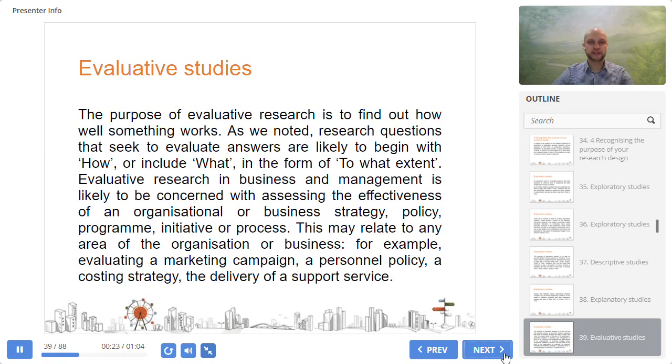Evaluative research in business and management is likely to be concerned with assessing the effectiveness of an organizational or business strategy, policy, program, initiative, or process. This may relate to any area of the organization or business. For example, evaluating a marketing campaign, a personnel policy, a costing strategy, the delivery of a support service, and so on. Questions that you ask during data collection to seek an evaluative understanding will be likely to start with what, how, or why.